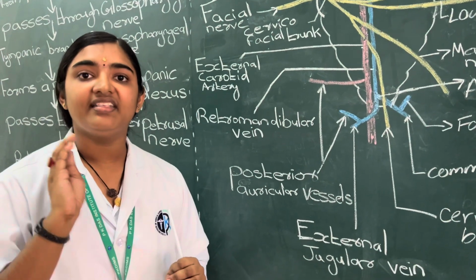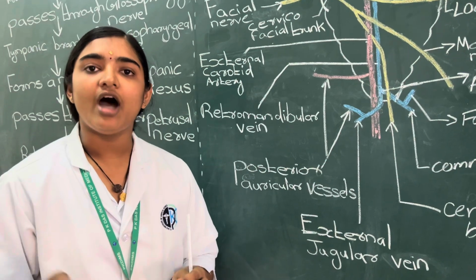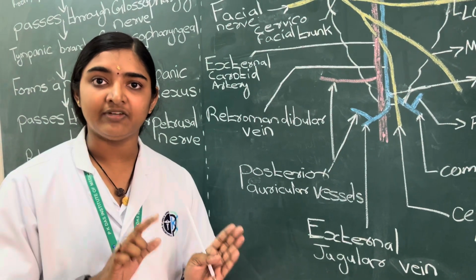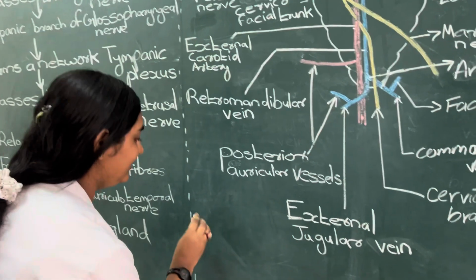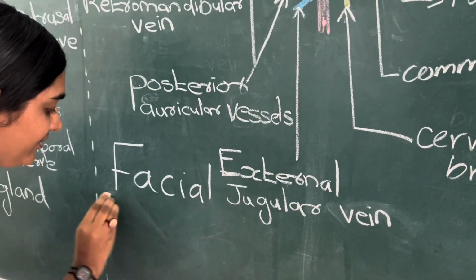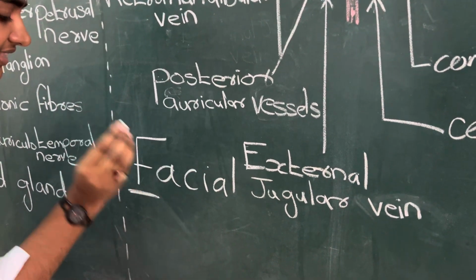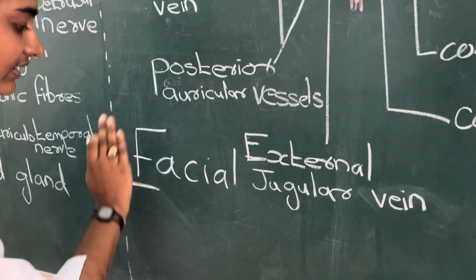The first is the seventh cranial nerve. Which is the seventh cranial nerve? It is the facial nerve. How can we remember the seventh cranial nerve as the facial nerve? Look, this is F for the facial nerve. So we can remember the facial nerve as the seventh cranial nerve, just the opposite, the mirror image.